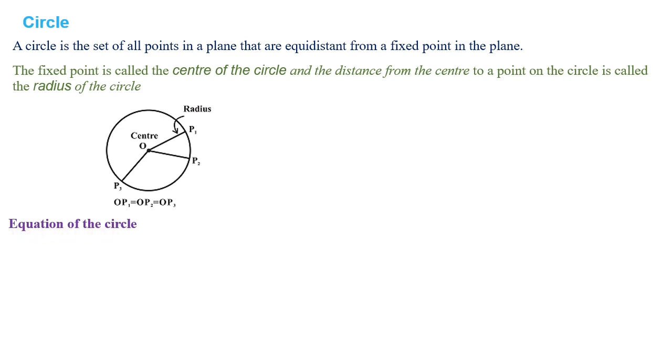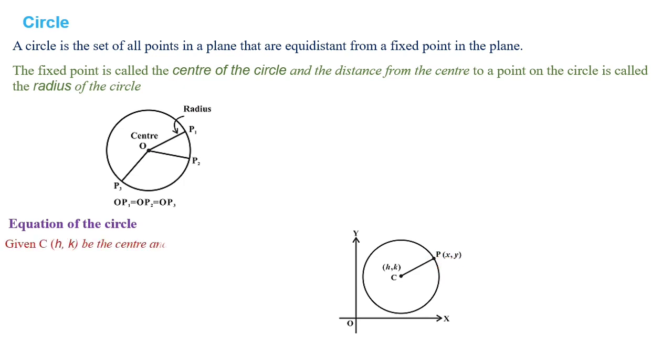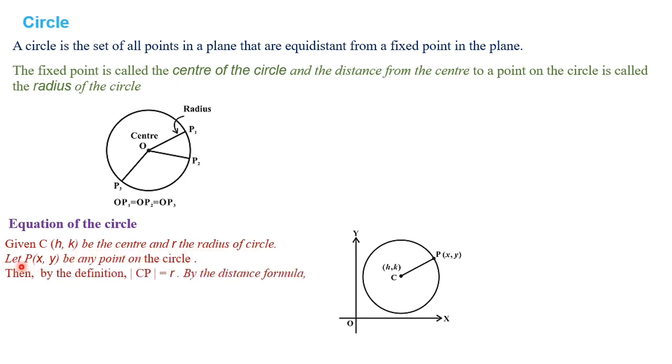Next, equation of a circle. We are going to form the equation of a circle. Consider a circle with center C with coordinates h, k, and there is a point P on the circumference of the circle whose coordinates are x, y. The center is h, k and x, y is an arbitrary point on the circumference of the circle. So given C(h, k) be the center and r be the radius of the circle, let P(x, y) be any point on the circle, then by definition CP, the distance between the point C and P, is called the radius.